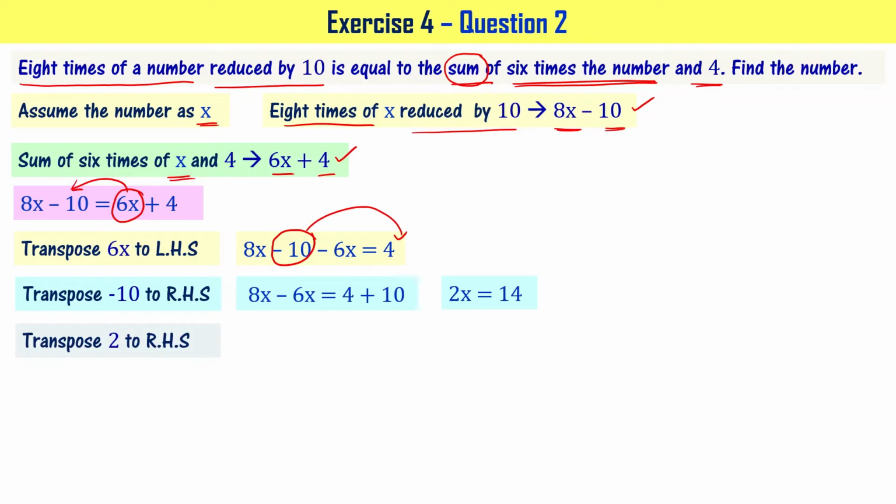Now transpose the number 2 to the other side. When you do that, since it is multiplying x here, it is going to divide 14, right? So x equals 14 by 2, that is equal to 7. So x equals 7 is the answer. It means the number we are looking for is 7, right?